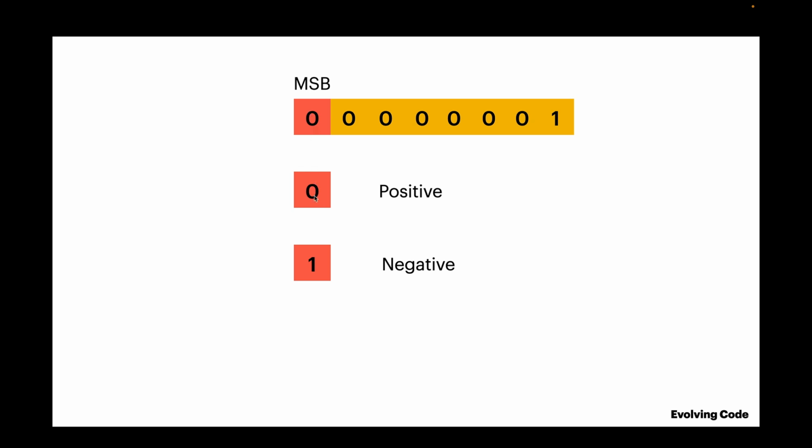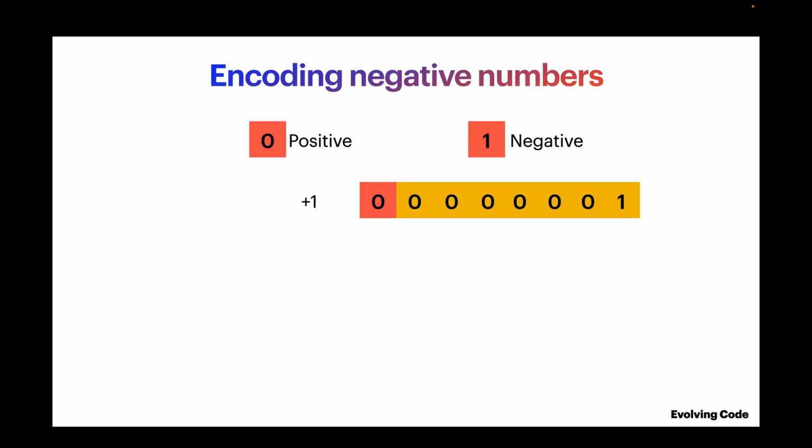If it is 0, it is treated as positive. If the value is 1, then the number is treated as negative. Let us see how we can encode negative numbers. You are already aware of how to encode positive numbers.